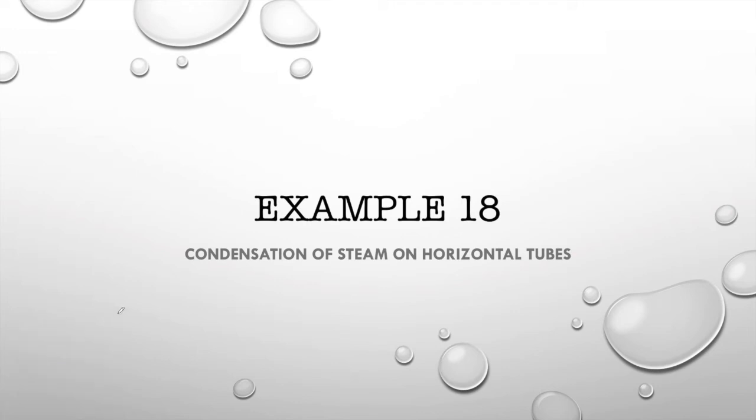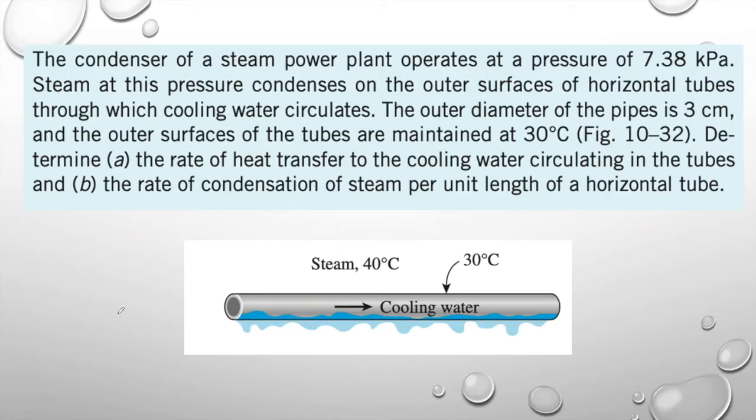Okay, condensation of steam on horizontal tubes. This is the question. The condenser of a steam power plant operates at a pressure of 7.38 kilopascal. Steam at this pressure condenses on the outer surfaces of horizontal tubes through which cooling water circulates. The outer diameter of the pipes is 3 cm and the outer surfaces of the tubes are maintained at 30 degrees Celsius. So now the T surface of these tubes is at 30 degrees Celsius.